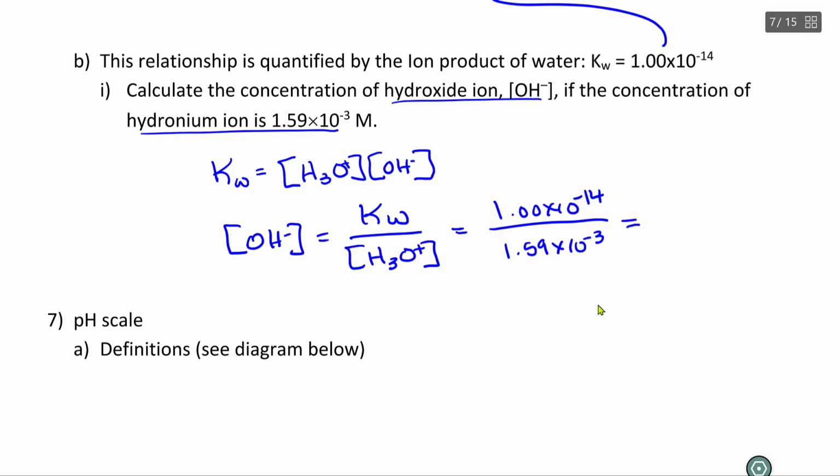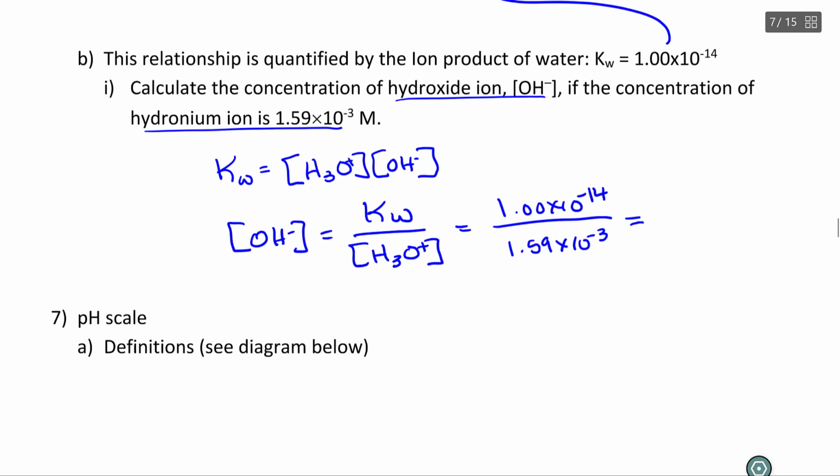So we'll do the math. This is what I want to make sure you do: try doing this on your calculator and make sure you can get the right answer. What I get when I do this calculation is 6.29 times 10 to the minus 12. And the units for these are molarity. Sorry, I meant to mention that. Actually, the Kw units are molarity squared because it's a molarity times a molarity, so this unit for concentration comes out in molarity.